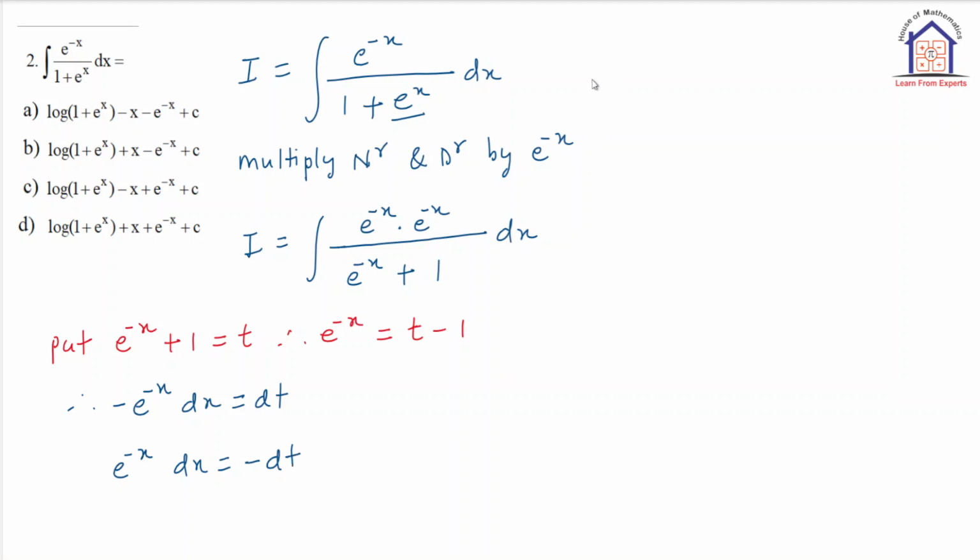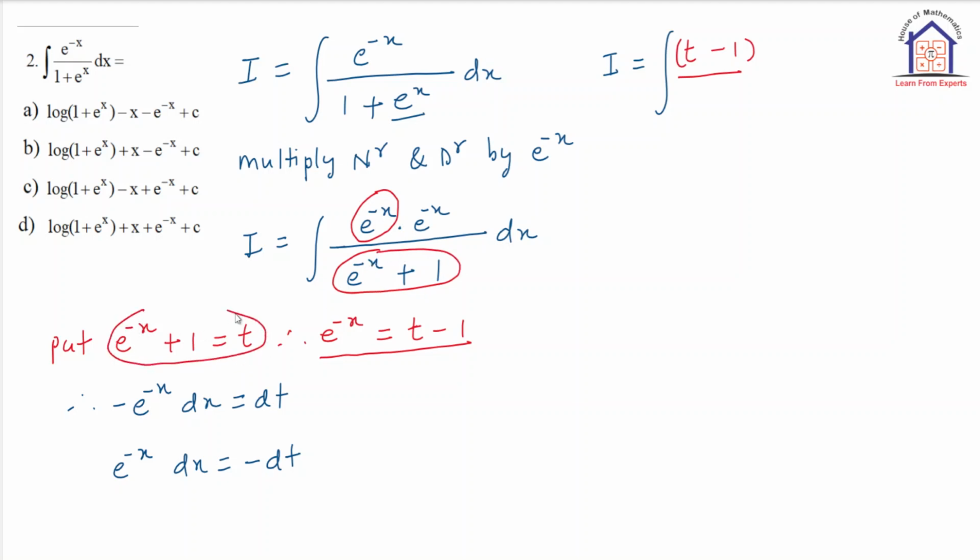Okay, now after substitution, this integral I becomes, see here, one of the e to the power minus x is now t minus 1. So this is t minus 1, upon this e to the power minus x plus 1, and this is t, right?